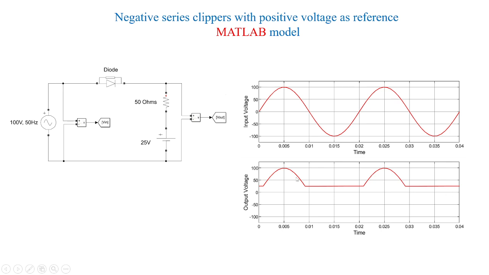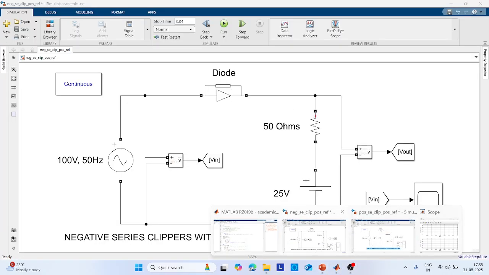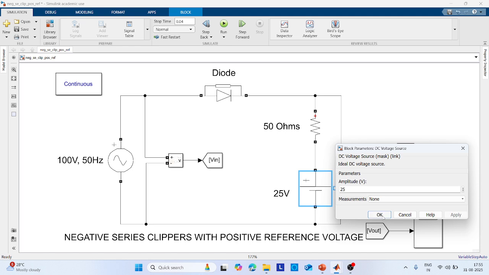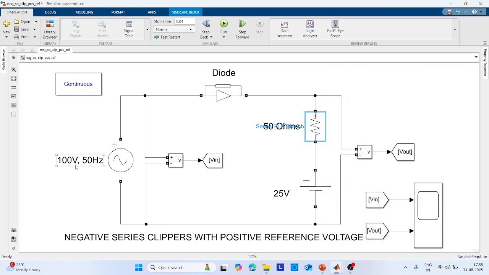Clear? I can also show you this MATLAB model directly. You can see a negative series clipper circuit with positive reference voltage. As I told you, I have taken the value of voltage as 25 volts. Resistor, you can see I have taken as 50. Then input voltage is 100 at 50 hertz, and stop time I have taken 0.04. Then I'm running this. The output you can see over here.